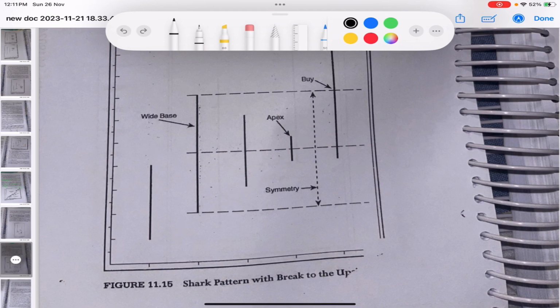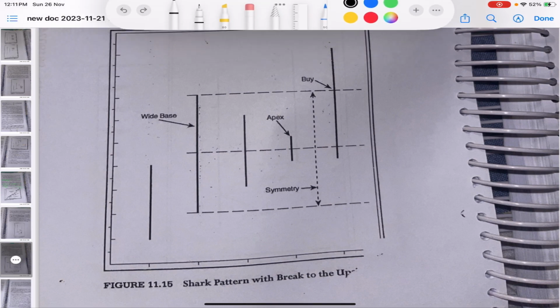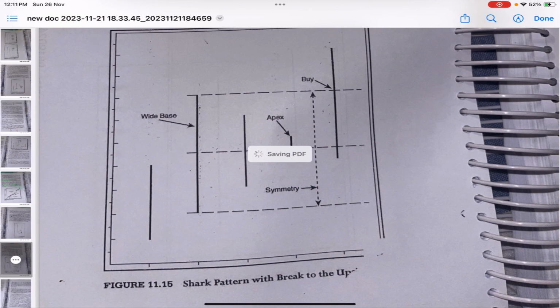So the first candle is wider. The second one is an inside bar inside the previous one. The third one is again an inside bar, which is inside the second bar. So this looks like a shark trying to eat something, right? So where will you buy now? You will buy when this particular first bar has been breached. So this is a shark pattern with the break up. In case the shark pattern breaks towards the downside, you will short over there. So this is how a shark pattern looks, and this place is known as an apex, which is the last inside bar. I don't think there's anything to discuss over here.